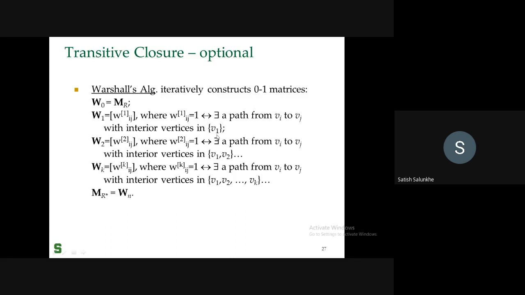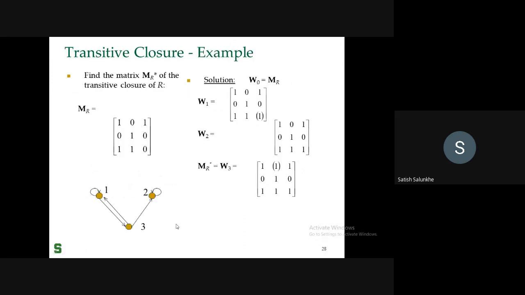We are just taking all such pairs which are having interior vertices V1. Similarly, interior vertices V2. Similarly, V3 and something like that. You'll see this and then the things will get clear. Which is your original relation R. So what we do, we just transform this into W1. W0, you can call this as W0. So W0 equal to MR. Okay. Now, how to find out W1? So it is simple.